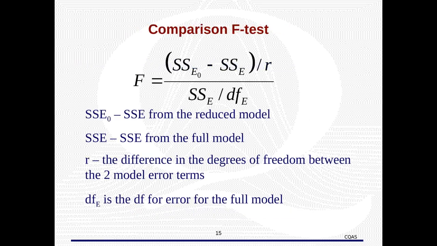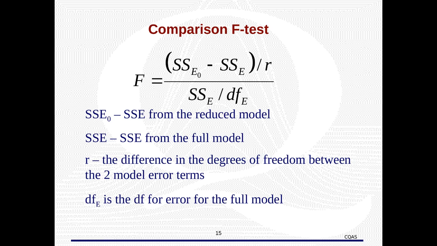Having established how to estimate variance for the reduced model, we now confront a fundamental question: which model actually fits our data better? To answer this, we employ a comparison F-test, a formal hypothesis testing procedure that directly compares the explanatory power of two nested models. The test statistic is constructed as follows. We take the difference in sum of squared errors between the reduced and full models, that is, the additional unexplained variation when we remove parameters, and scale it by the degrees of freedom lost.